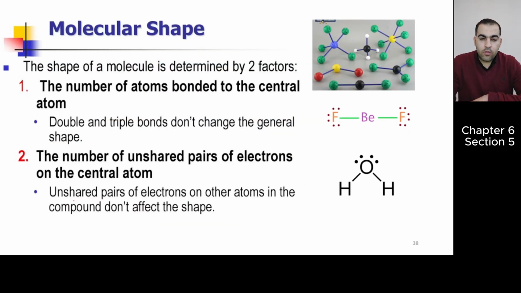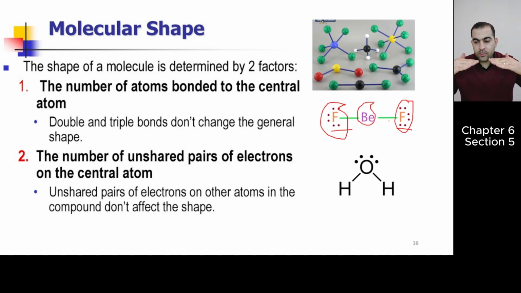Molecular shape or molecular geometry, we can predict the shape of a molecule. We can determine it by two factors. The first is the number of atoms bonded to the central atom. For example, here two atoms are bonded to the central atom. This is the central atom. The others are bonded to the central atom. Okay? Beryllium fluoride here will be linear. This shape is linear.